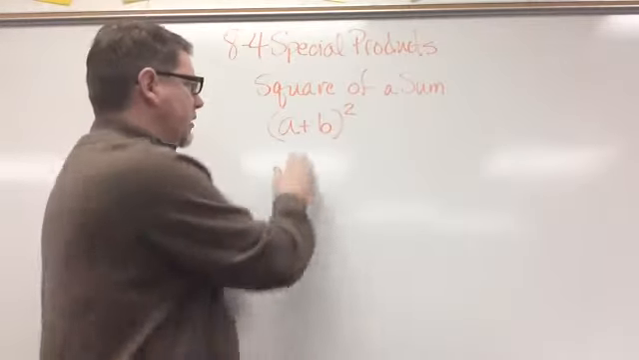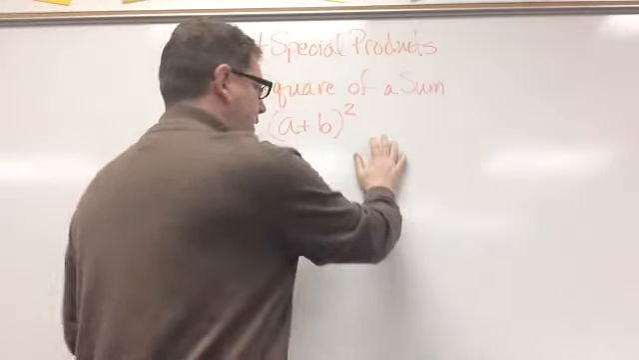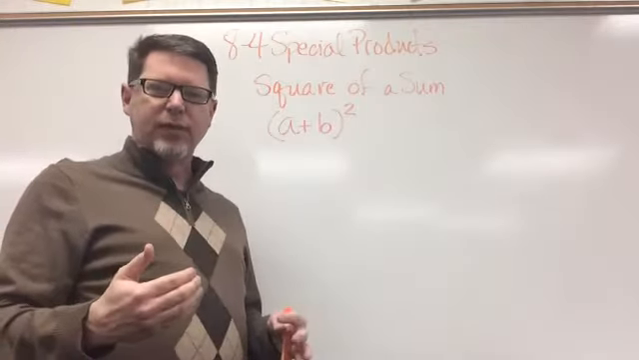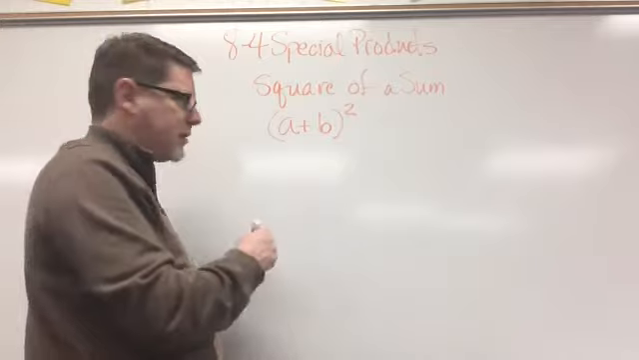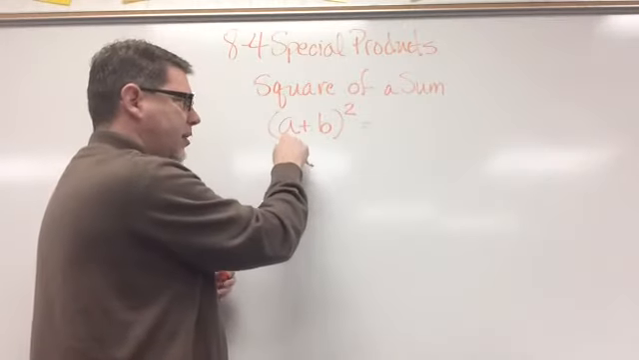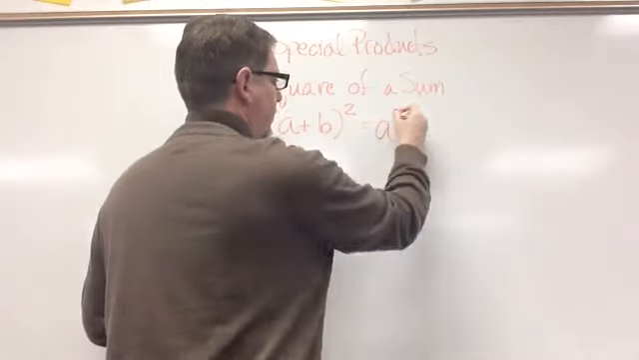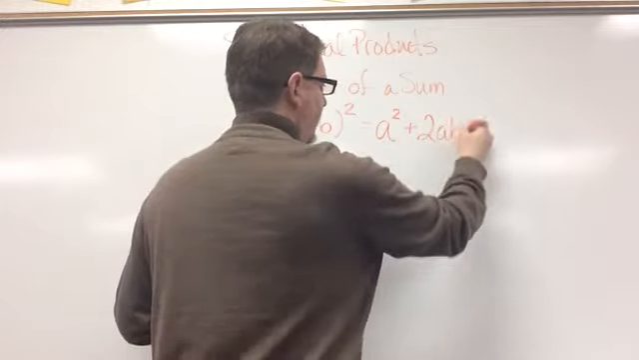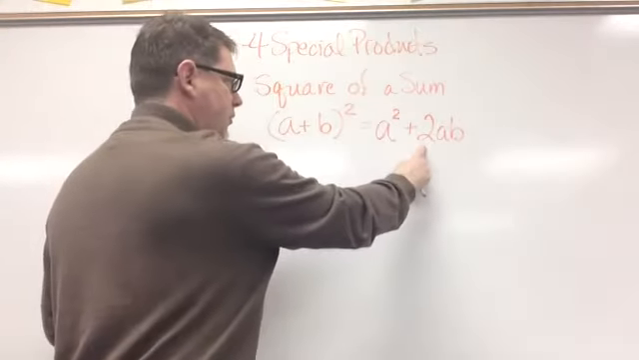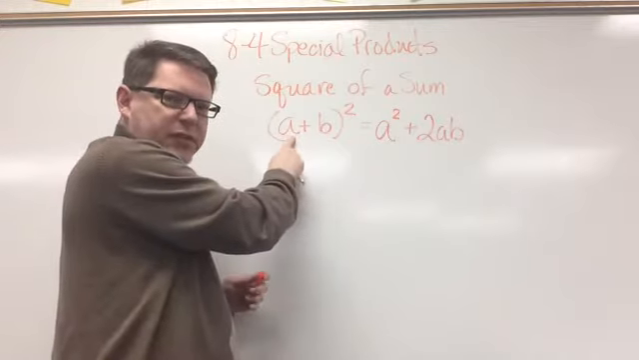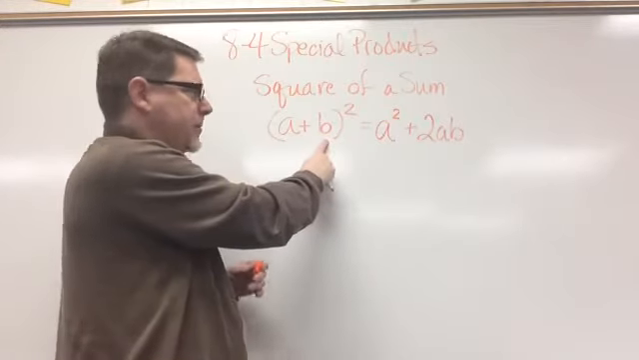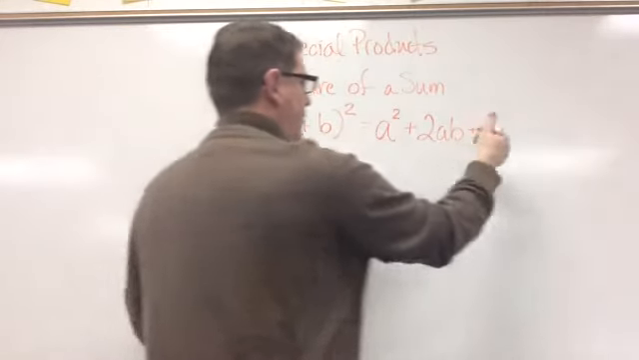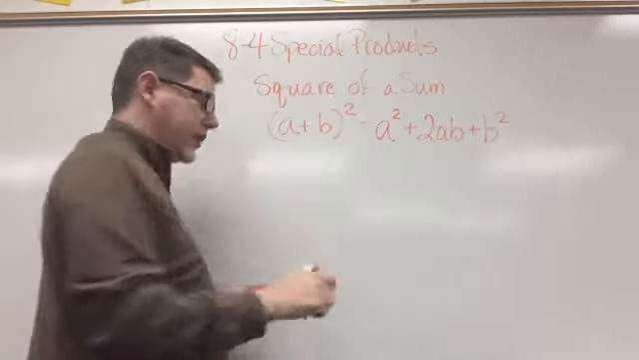Now if I wanted to, I could write this out as the quantity of a plus b times the quantity of a plus b. And then I could use FOIL. But I want to show you a shortcut on how to solve these problems. The shortcut is this. You first square the first term. So that's going to be a squared. And then you're going to do 2 times a times b. So that's going to be 2 times whatever the first term is times whatever the second term is. So 2 times a times b. And then the last term is going to be b squared, or the last term squared.